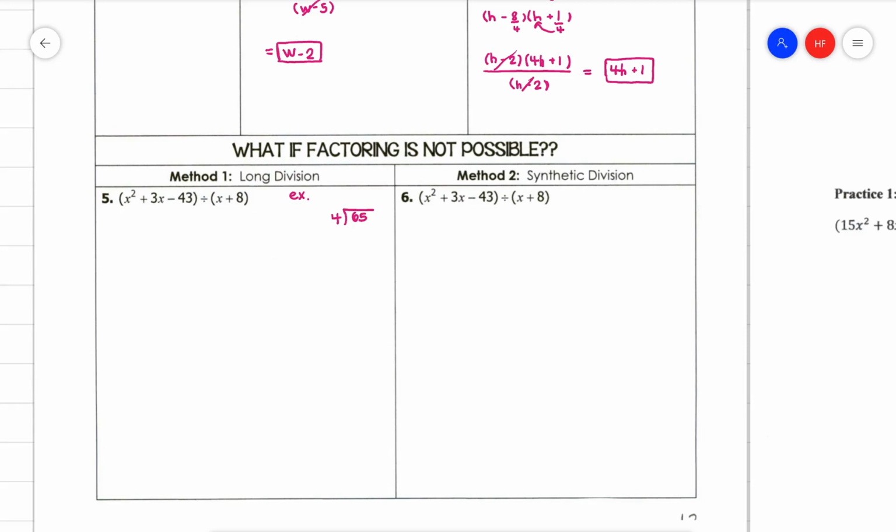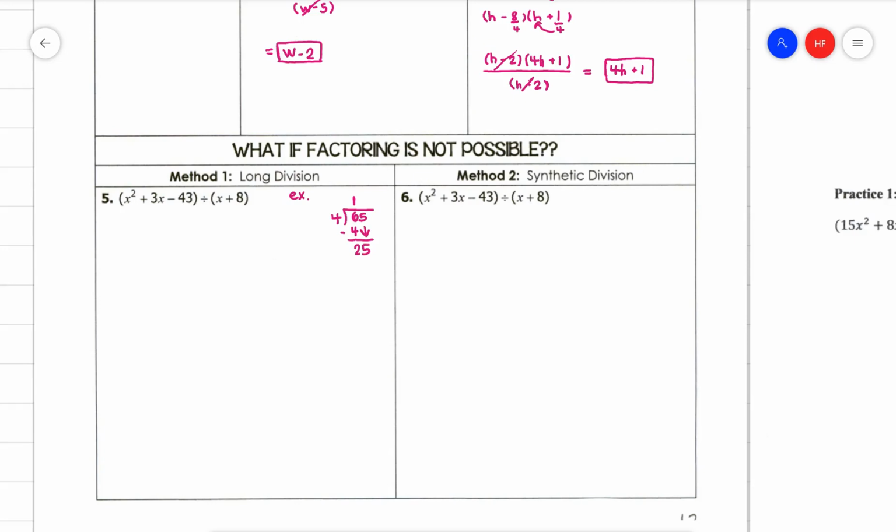So we would check how many times can I take 4 and put that into 6, that first number. And we know that it can go, not twice, sorry, once, which we would multiply 4 and 1 to get 4. Subtract from just that first number. So 6 minus 4, which is 2. 4 does not go into 2, so we drop that 5.